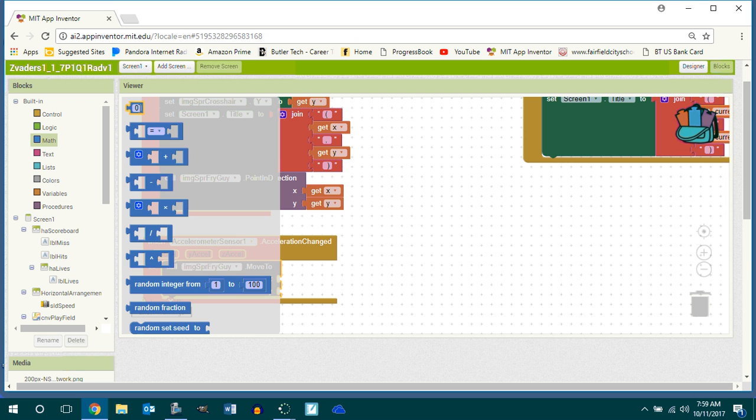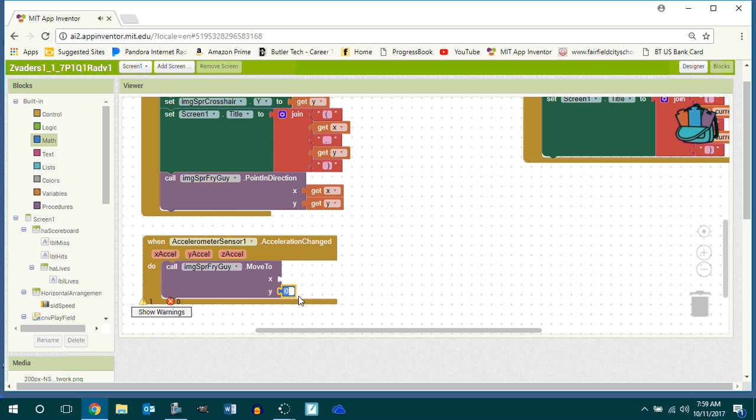So go get a math box, and this is going to be 220. And now we need to come up with an algorithm to make this guy move left and right. Do we want to add acceleration?